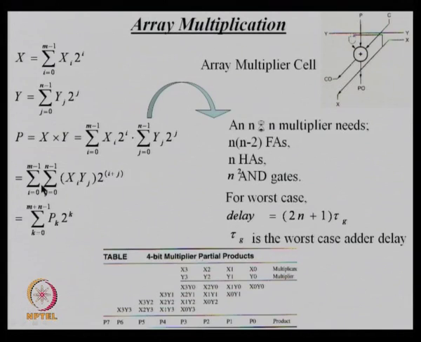And if we want to find the product, then it is x_i y_j 2 to the power i plus j. And if we put k as the product index, this term x_i y_j is p_k, then the sum is k equal to 0 to m plus n minus 1 of p_k 2 to the power k, where i plus j is k in our case. So, this is the product which you get. Each p_k 2 to the power k gives the position, and p_k is the partial product. So, an n by n multiplier needs n into n minus 2 full adders.